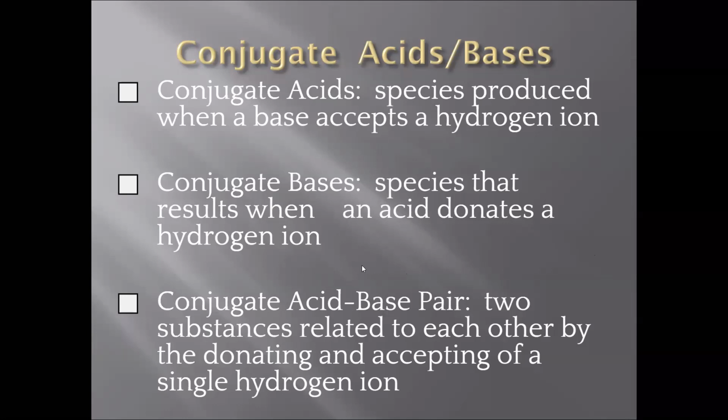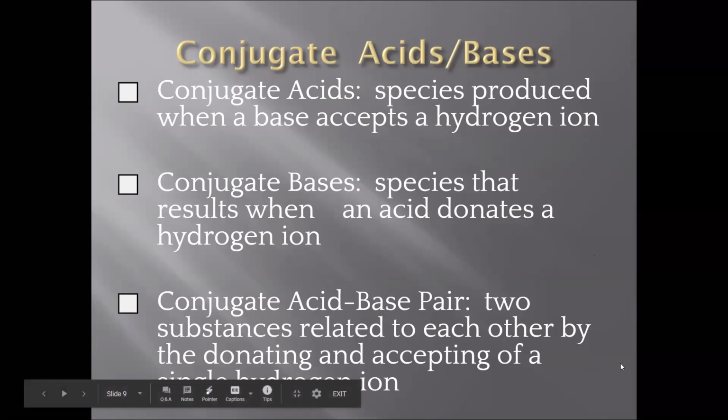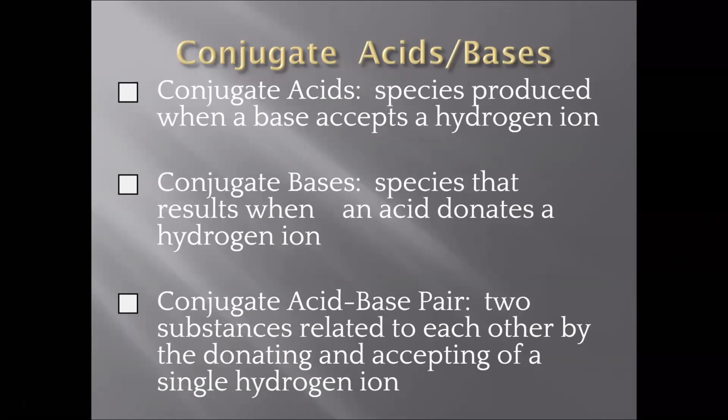And a conjugate acid-base pair are two substances that are related to each other by the donating and accepting of a single hydrogen ion. So what that means is if you have an acid that gives up a hydrogen ion, it's going to form a conjugate base. And if you have a base that accepts a hydrogen ion, it's going to form a conjugate acid.